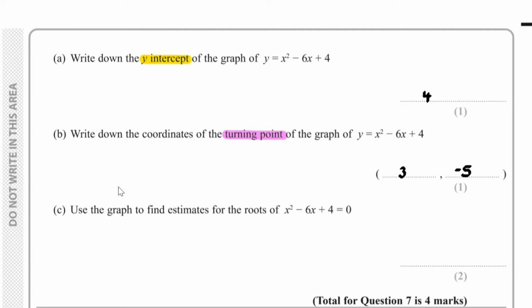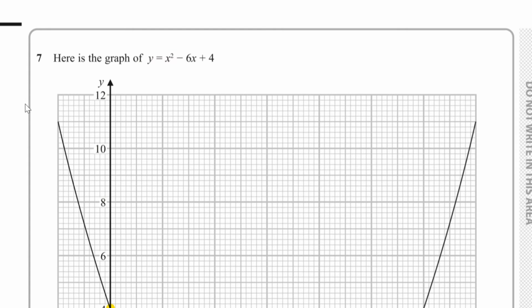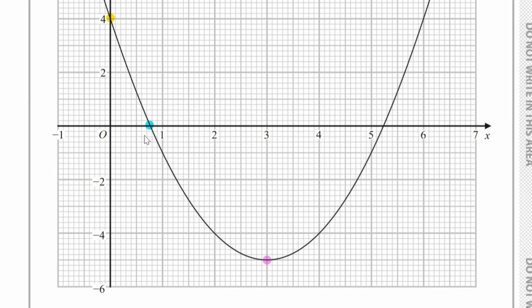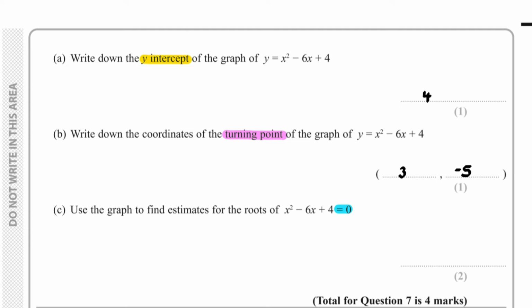For part C, we have to use the graph to find estimates for the roots of x squared subtract 6x plus 4 equals 0. Well, we can find the roots by looking at where the graph equals 0. And if we go back to our graph, it equals 0 here and here. So we can conclude from that then, we've got values of x being 0.8 and 5.2.